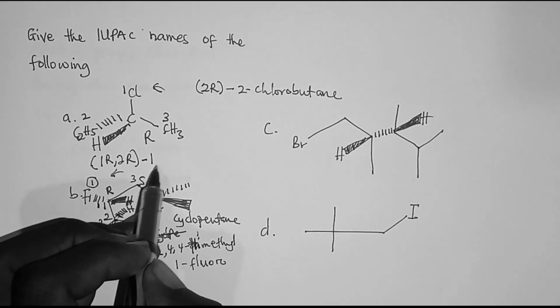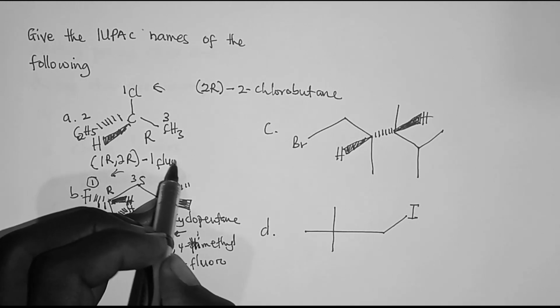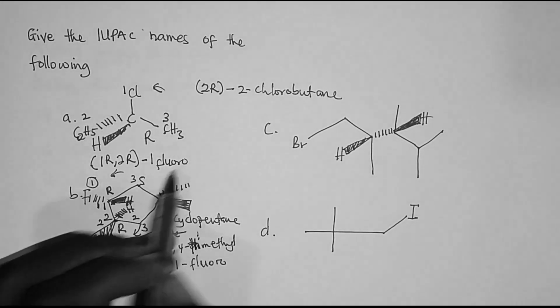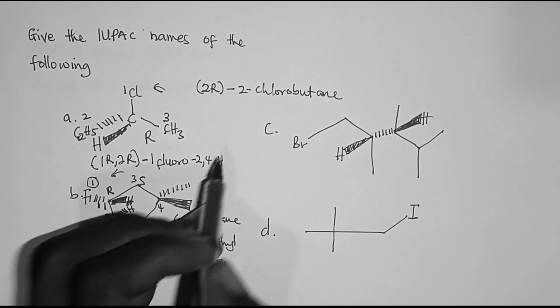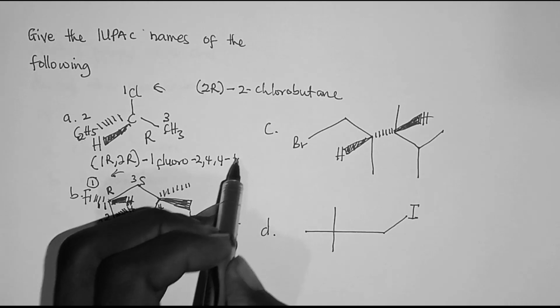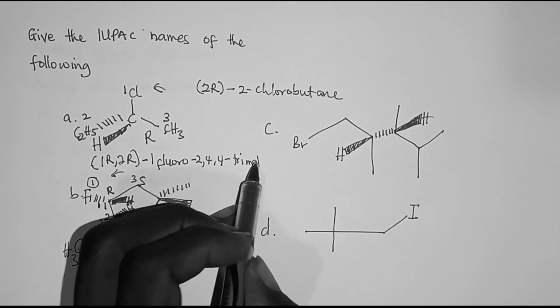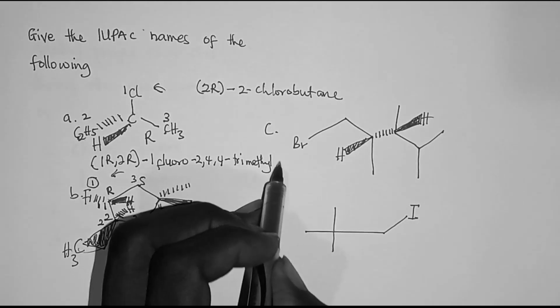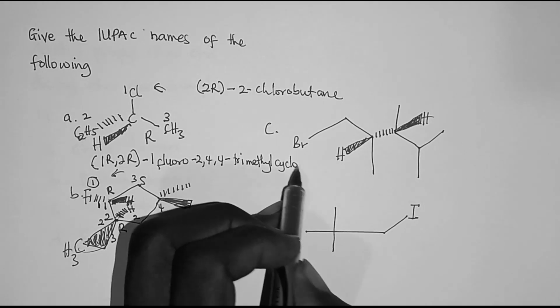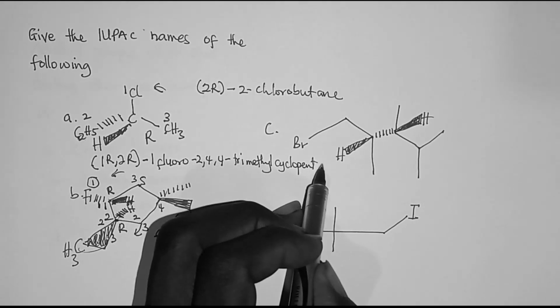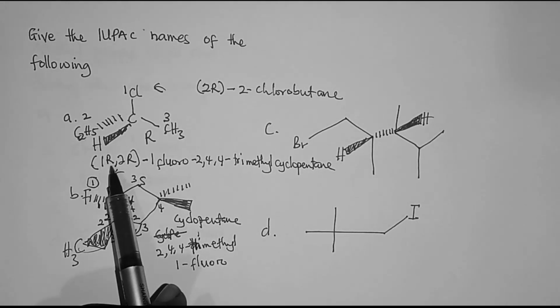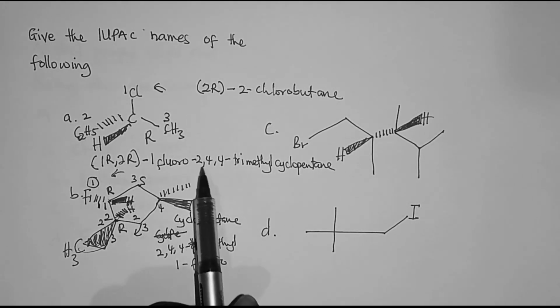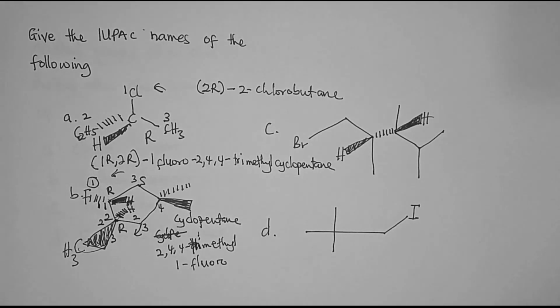1 fluoro, and then 2, 4, 4 trimethyl cyclopentane. So that is the name of this molecule. It is a 1R, 2R, 1 fluoro, 2, 4, 4 trimethyl cyclopentane.